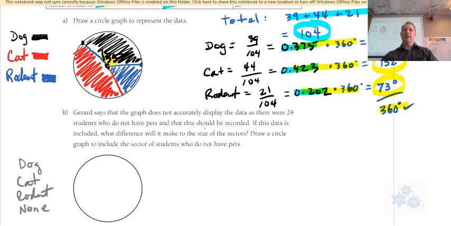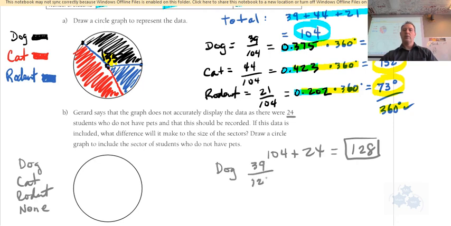So guess what? If we actually have 24 kids that weren't counted in there, our total has to be now 104 plus 24. That's the new total. That's going to be 128. So that's 128 kids now. So now I do the same thing with all of them using the new total. Dog is 39 out of 128. So on. Cat is 44 out of 128. And you do all the way for all 4 sections, make a new circle graph.